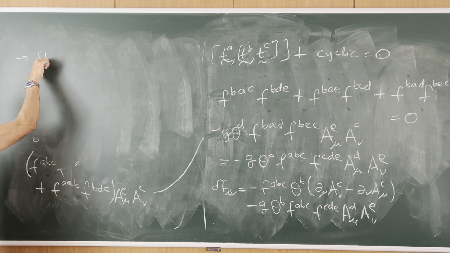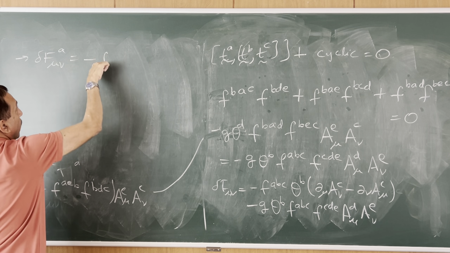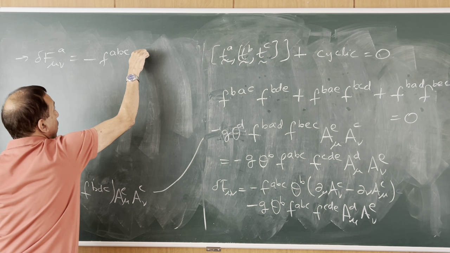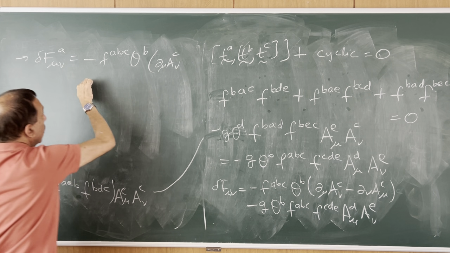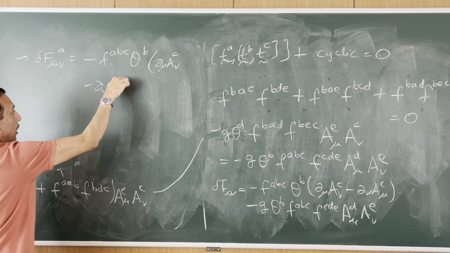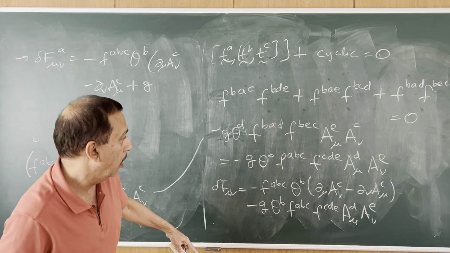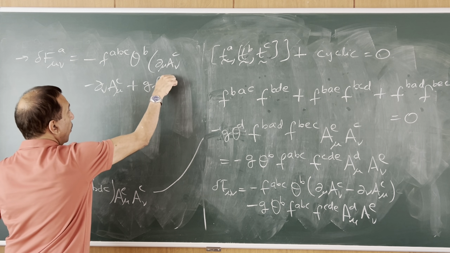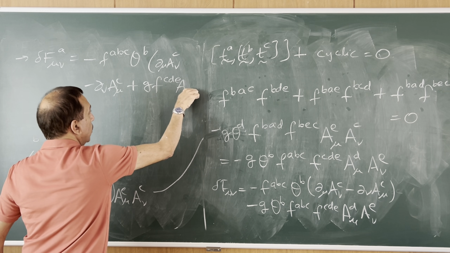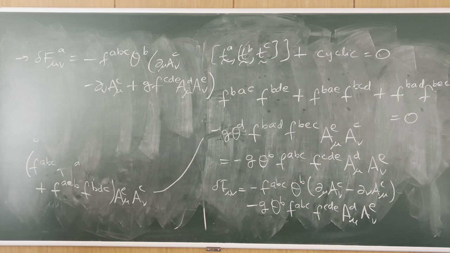So delta F mu A is minus FABC theta B, del mu A mu C minus del mu A mu C plus G. There's a G here. F C D E, A mu D, A mu E. That's it. And this whole thing in brackets is my F mu. So I'm done.